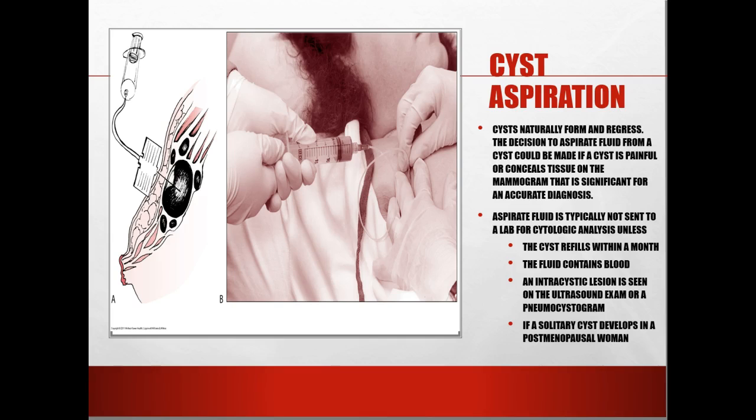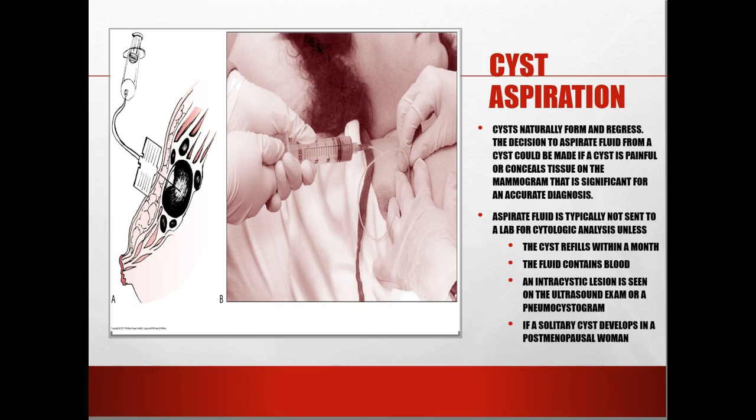Typically, when you do a cyst aspiration, you do not send the fluid off to pathology. The cyst may refill within a month. If that happens, that may be a reason to send it off. If the fluid they aspirate contains blood, they may determine to send it off. If they feel like they can see lesions or other tissue within that cyst, they may want to send it off, and that's when they would do the pneumocystogram to really see the contour.